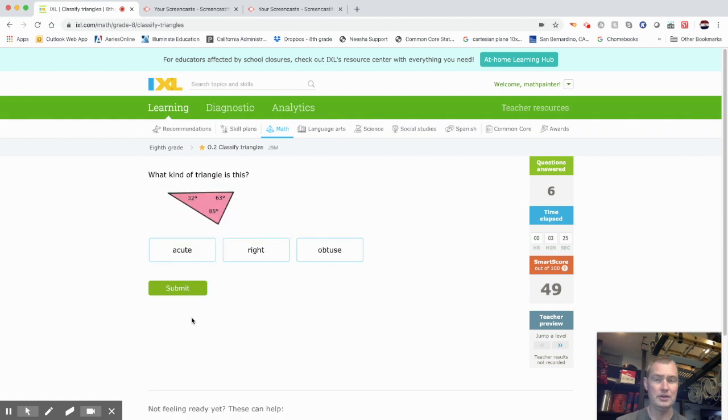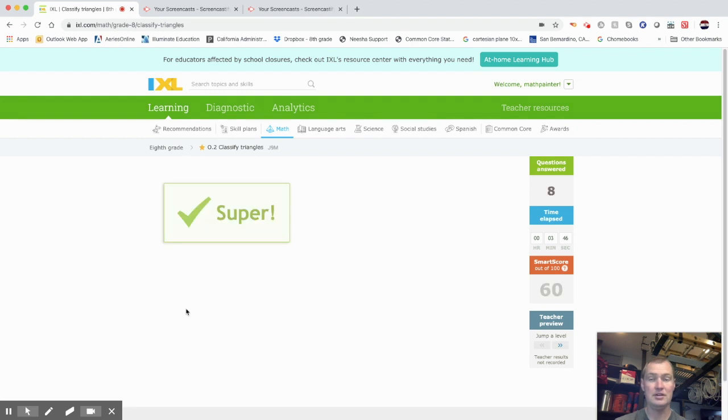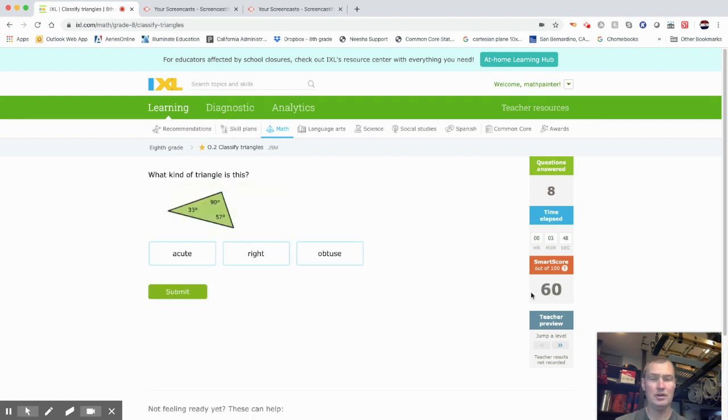Beautiful right there. What kind of triangle is this? All 3 angles are under 90 degrees. That has to be an acute triangle. What kind of triangle is this? We have a 96-degree angle right there, so that has to be obtuse because it's bigger than 90 degrees. We're at 60 points, cooking right along. What kind of triangle is this? We have a 90, 57, and a 33. Oh, 90 degrees, automatically it is a right triangle.